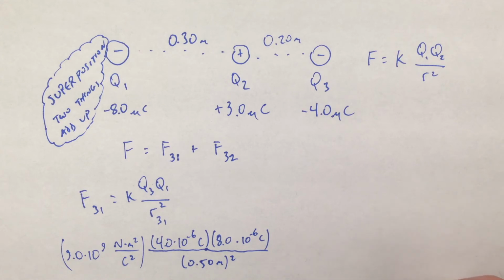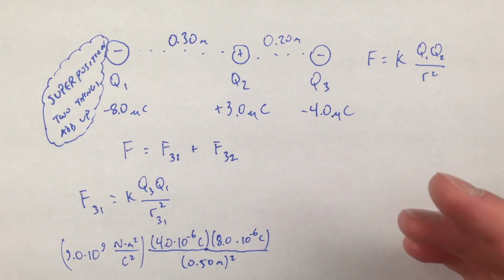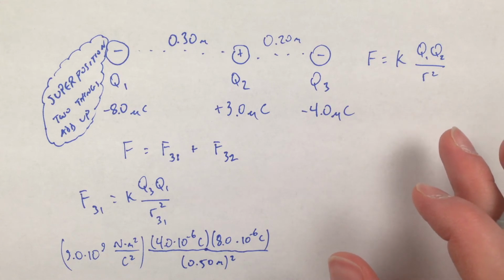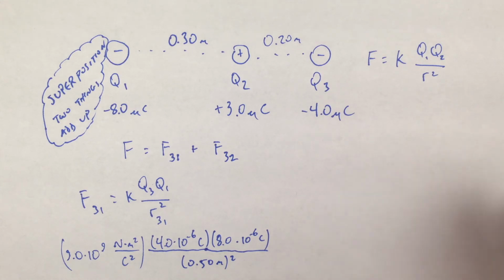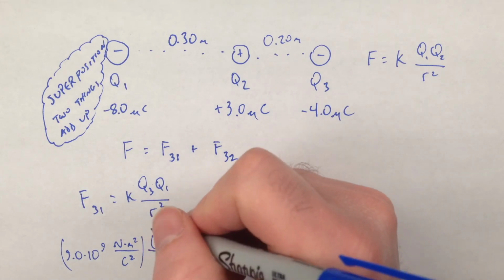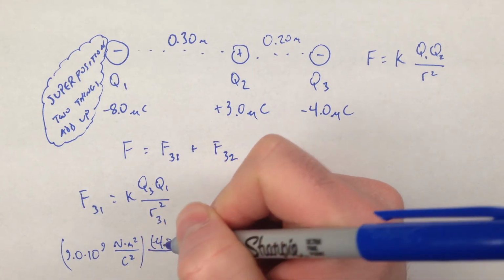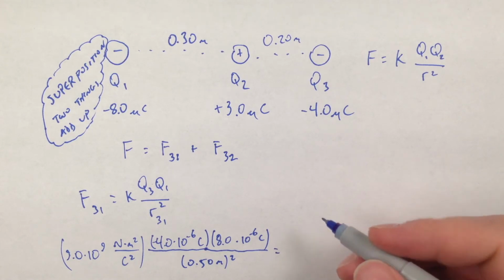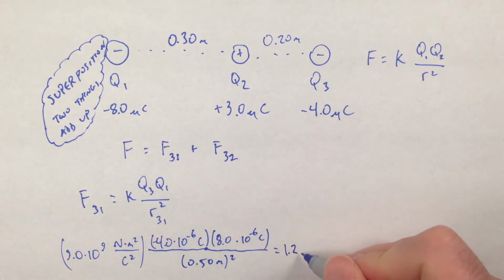look, we don't think of forces in terms of positive and negative. We think of them in terms of attraction and repulsion. As long as you just get the right number and then you remember what direction it should be, that's good enough. But if it's bothering you, I'll stick a negative sign in there just for you. Okay, so this all works out to, if you do the math, 1.2 newtons.